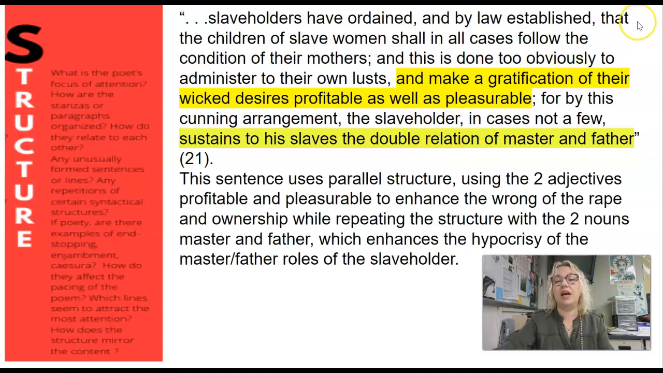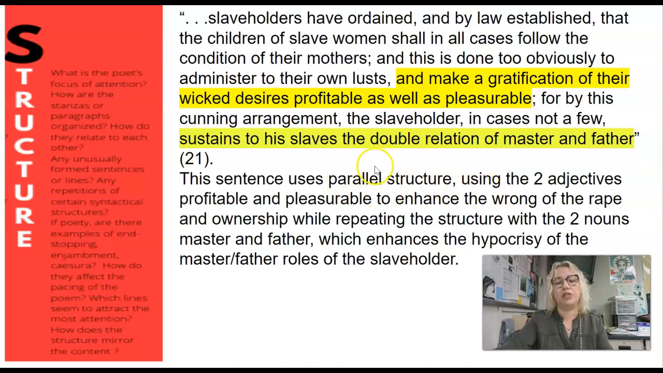"Slaveholders have ordained and by law established that the children of slave women shall in all cases follow the condition of their mothers, and this is done too obviously to administer to their own lusts, and make a gratification of their wicked desires profitable as well as pleasurable. For by this cunning arrangement, the slaveholder, in cases not a few, sustains to his slaves the double relation of master and father."